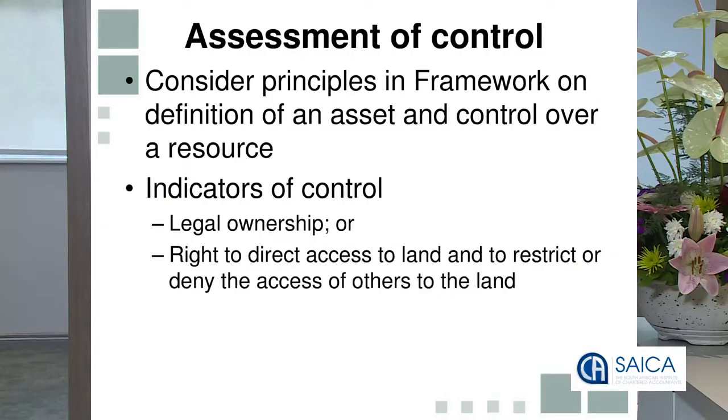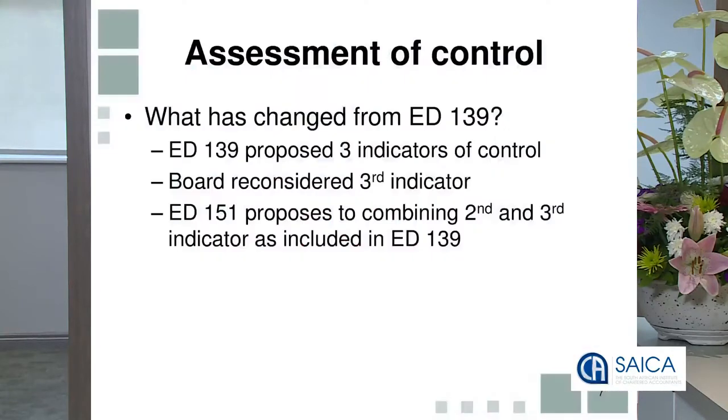The assessment of control. In order to assist entities to assess whether or not control over land has been identified, indicators of control have been developed by the board. These indicators are based on the principles in the local conceptual framework. The board has also considered the IPSASB's conceptual framework in relation to the definition of an asset. The board has also considered the principles in existing standards of IGRAP around the control over land. So the indicators proposed in ED 151 are first of all legal ownership, and secondly the right to direct access to land and to restrict and deny access of others to the land.